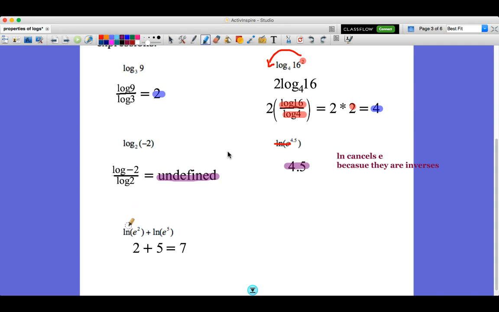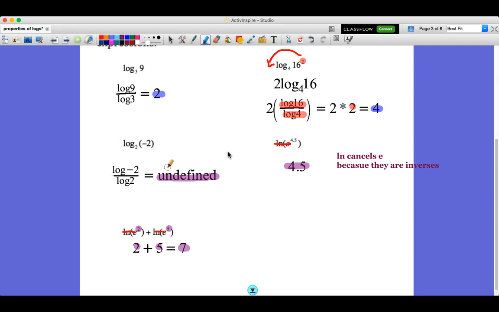Last one on this page is going to have ln and e in it again. So what's going to happen here is ln and e are going to cancel again. So we're just going to be left with 2 and 5. So ln and e cancel each other in both of these. And then we're just left with 2 plus 5. And for that last one, our final answer just gives us 7.